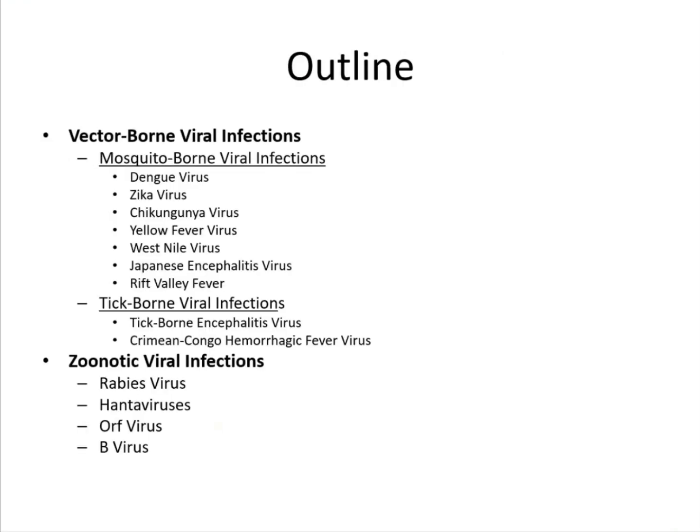The outline for the presentation is I'm going to present both vector-borne and zoonotic viral infections. I broke it down with the vector-borne for mosquito-borne and tick-borne. The list for all these is not exhaustive, but it's just kind of the main ones. So the mosquito-borne, we have dengue, Zika, chikungunya, yellow fever, West Nile, Japanese encephalitis, which is kind of the more common stuff we think about, and then Rift Valley fever. The tick-borne, I just wanted to mention tick-borne encephalitis virus and Crimean-Congo hemorrhagic fever virus. And the zoonotic viral infections, again, not exhaustive, but rabies virus, hantaviruses, Lassa virus, and B virus.